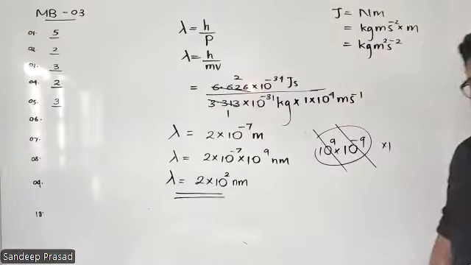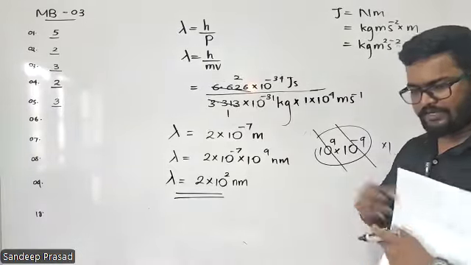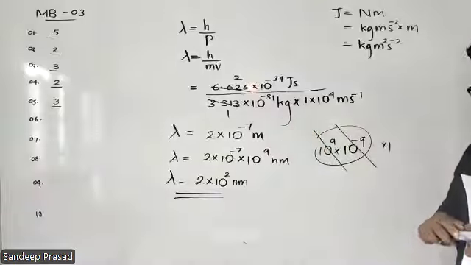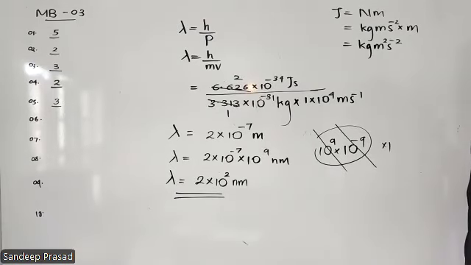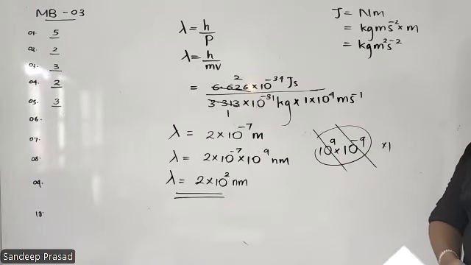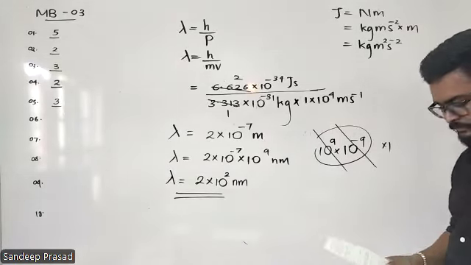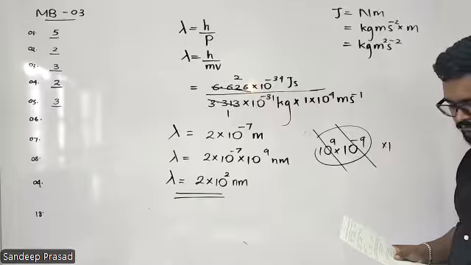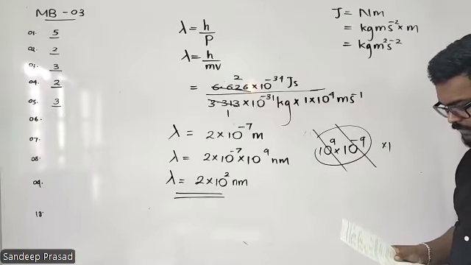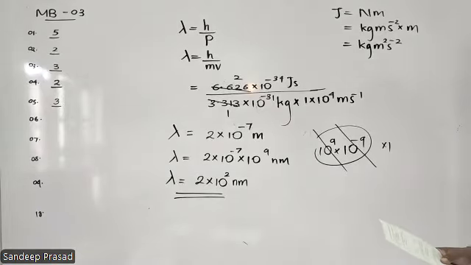Raise your hand those who got the answer as 2 × 10 to the power 2 nanometers. Very good. Do you have any doubts here? Tell me, students, if you have any doubts in this calculation. If you have any doubts, put them in the chat box. No, all clear, right? Okay, then shall we go to the next calculation? Number 6.